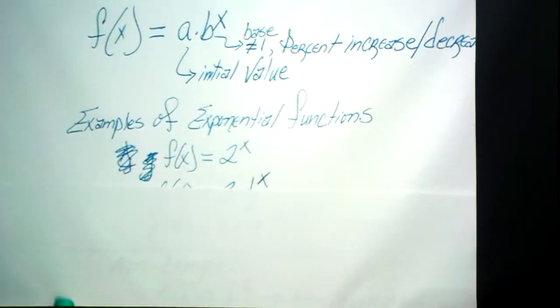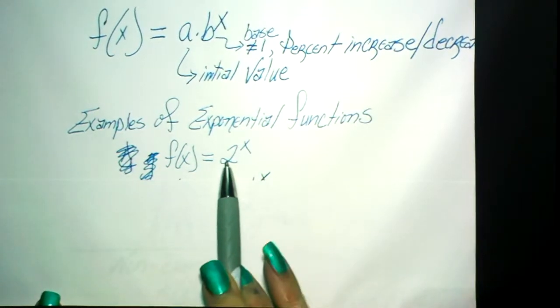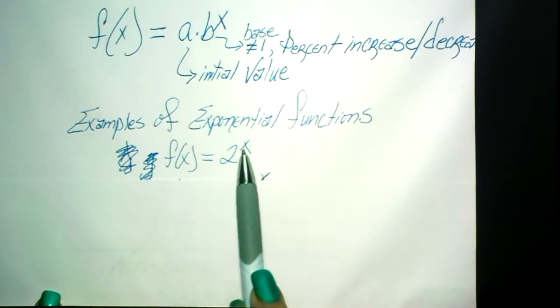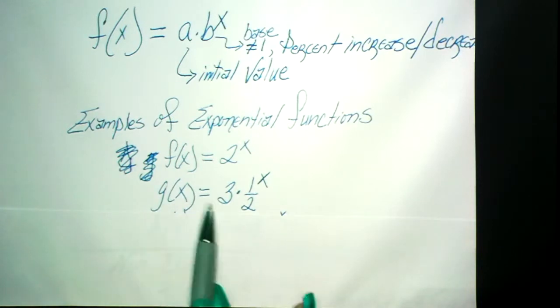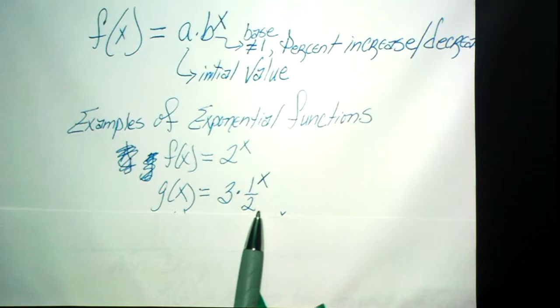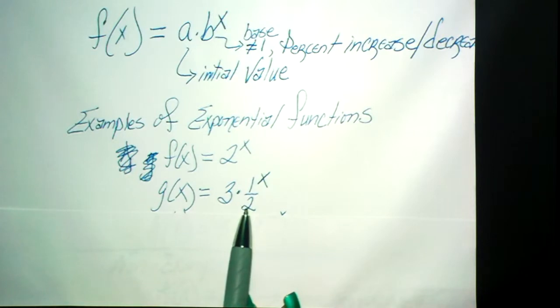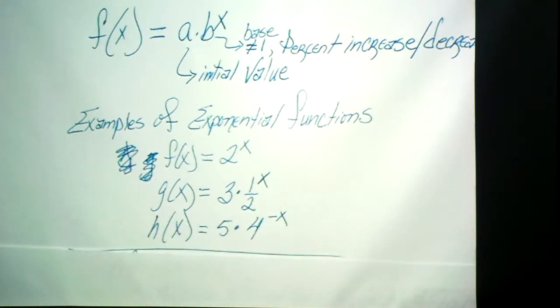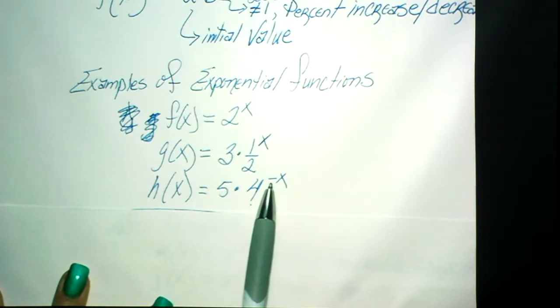Examples are f of x equals 2 raised to the x. Our base 2 is a number, a constant. Our exponent is a variable. g of x is equal to 3 times 1/2 raised to the x. Our a value is a constant. Our b value is a constant. Our exponent is a variable. Here's another example. Our a value is 5, our b value is 4, and our exponent is a negative x. This is okay, it's still an exponential function even though our exponent is negative.